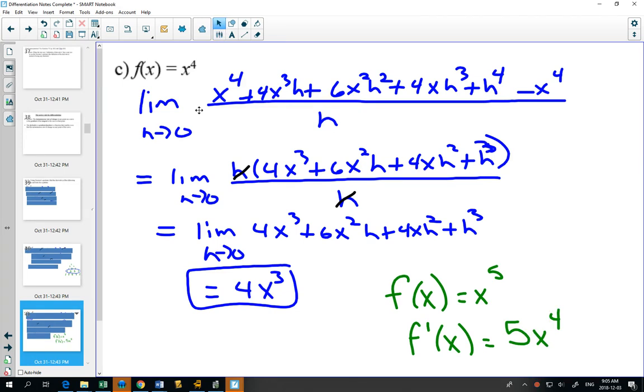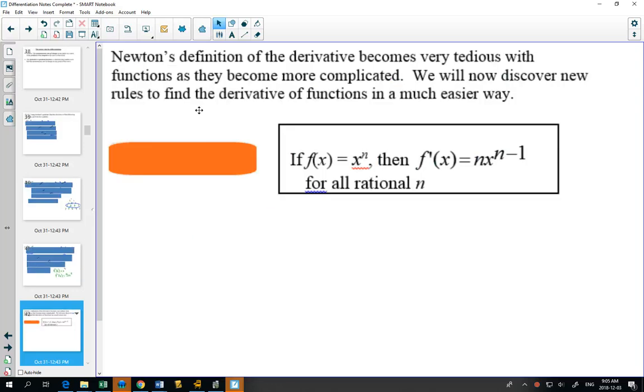All right, so the pattern we notice is the power becomes the coefficient, and then we subtract 1 from the power. And this is the power rule, which can be written this way. So here we have the power rule. If you have x to the n, the n could come out in front as a coefficient, and you could subtract 1.